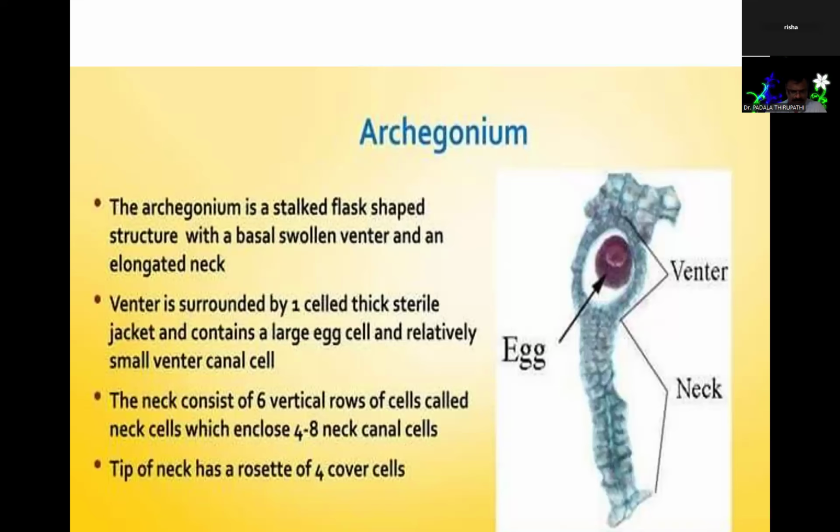The neck consists of 6 vertical rows of cells. That outer wall of 6 rows is called neck cells, which encloses, inside, 4 to 8 neck canal cells. Also the tip of the neck is not always open. It is covered by cover cells. Usually there are 4.